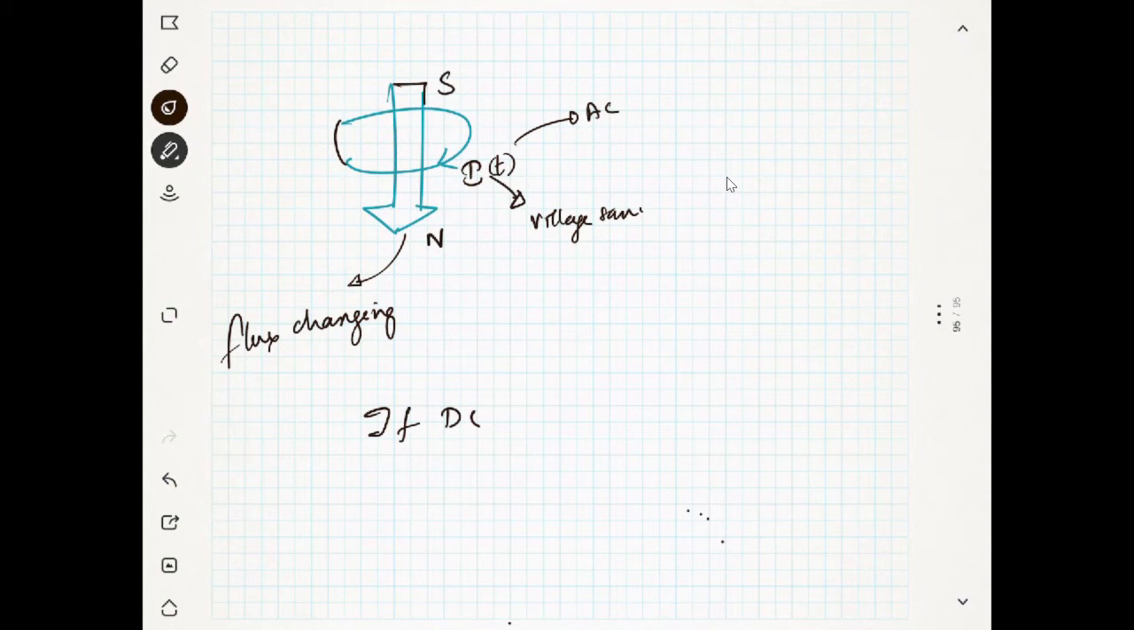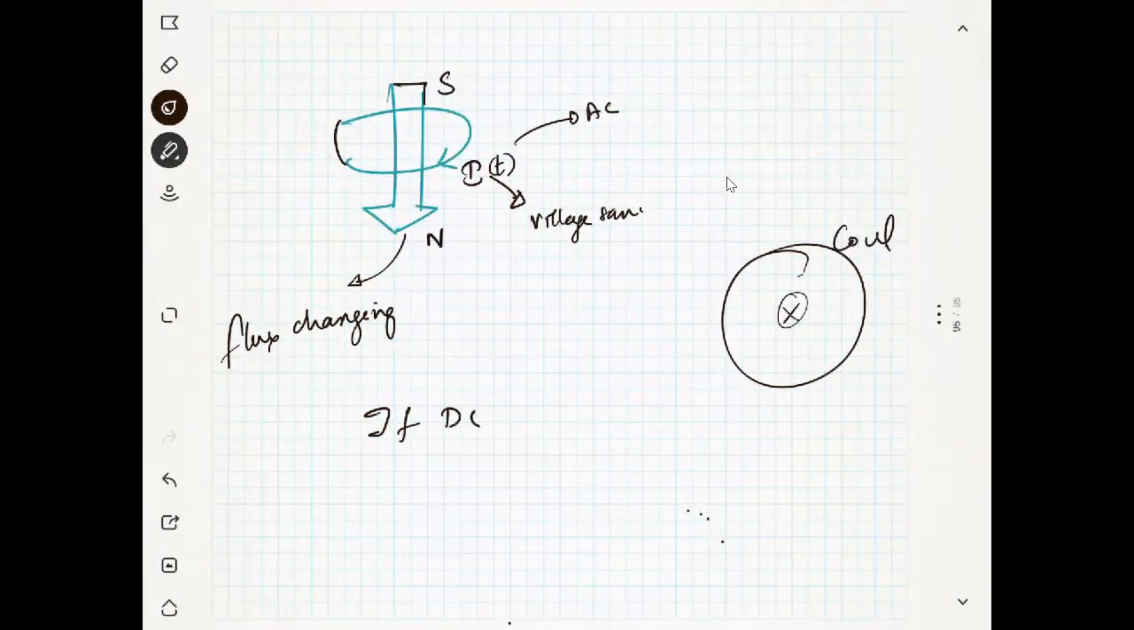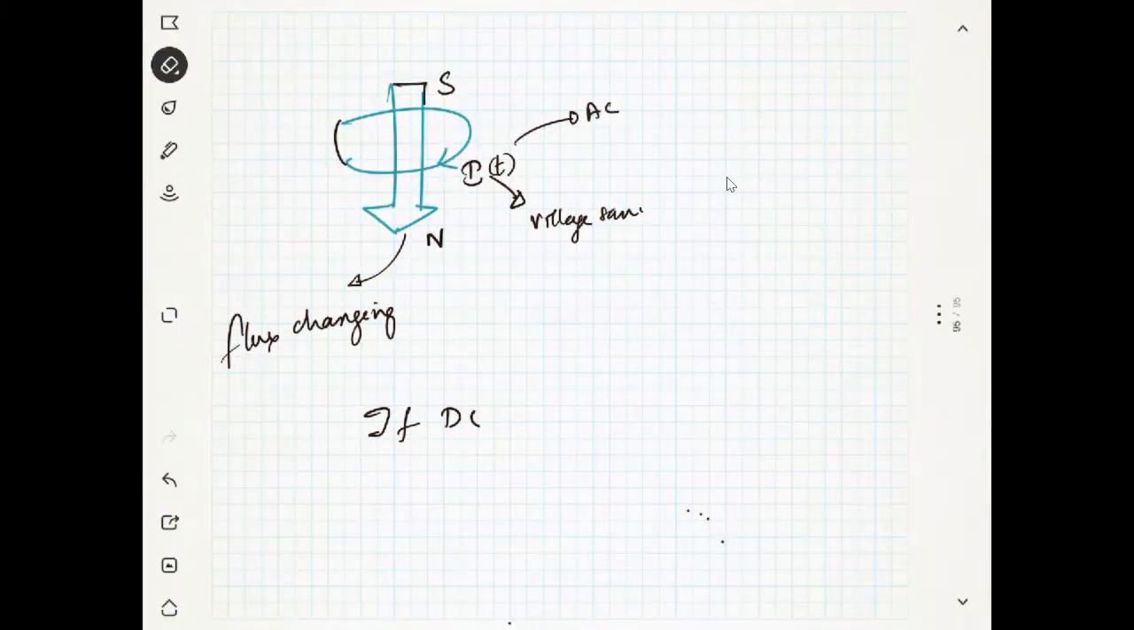Now, you know something from your high school: whenever there is a changing flux and a coil, then what will happen? If there is a changing flux and you have a coil, it will produce a current. Yes, if there is a flux going inside, you know that it will produce the current or EMF. You can say it will give rise to the EMF, right?